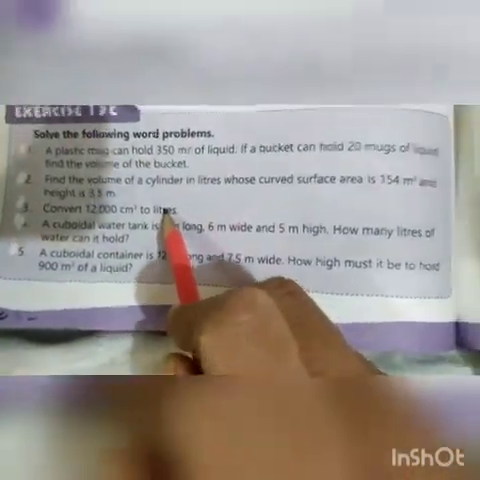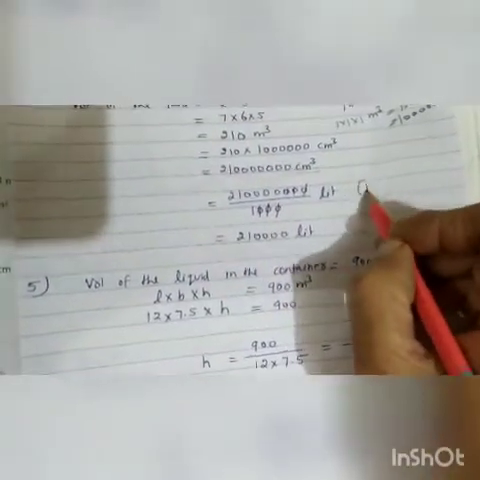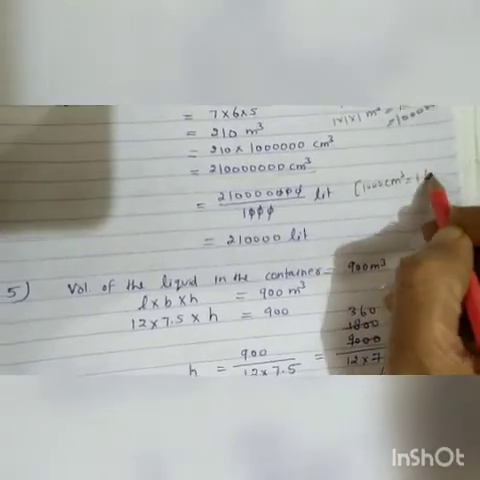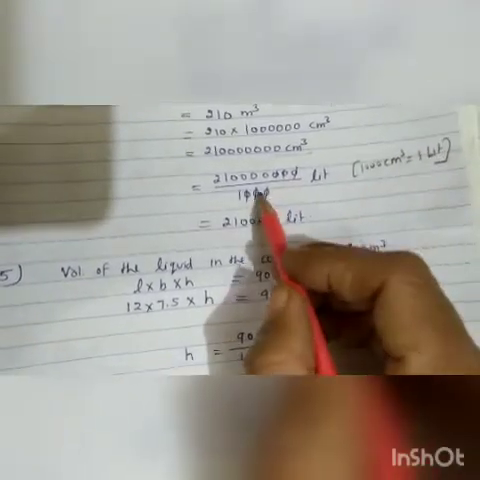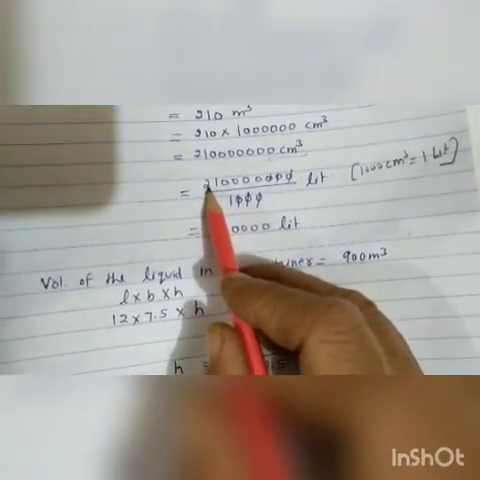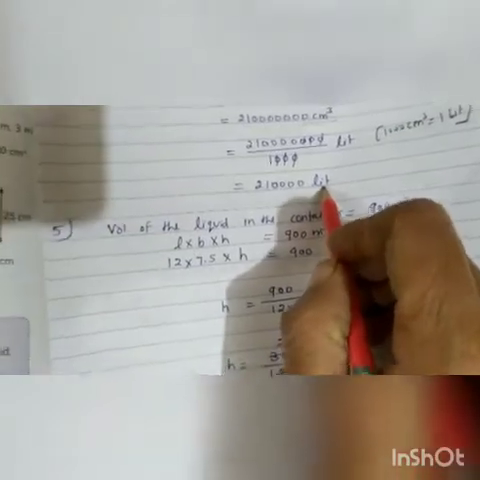Now we will convert this cubic centimeter into liter as we did just now in this third question. So we will divide it by 1000 because 1000 cubic centimeter is equal 1 liter. So 3 0 cancel. Now it is 2,10,000 liter.